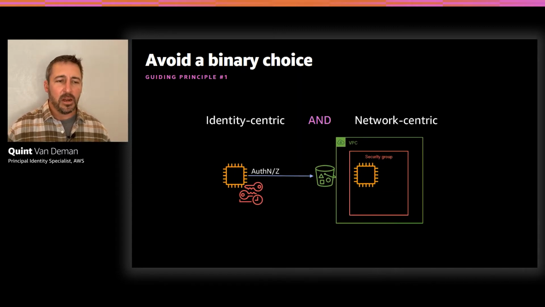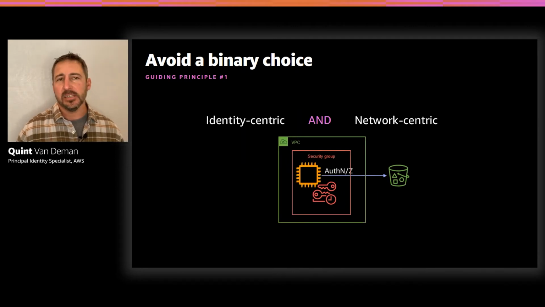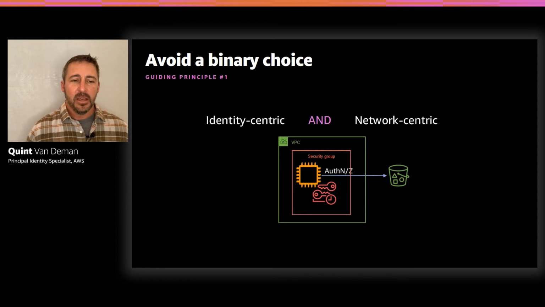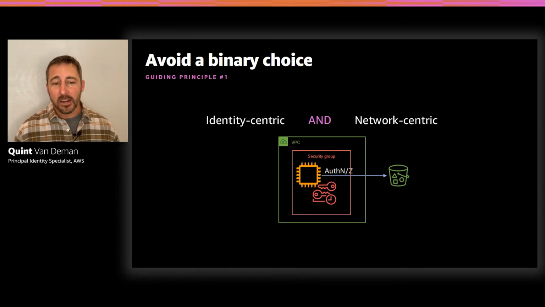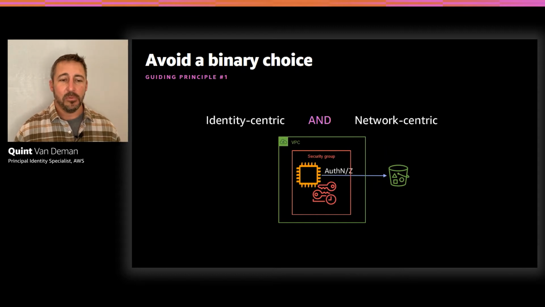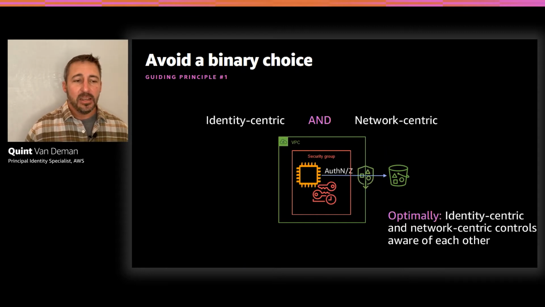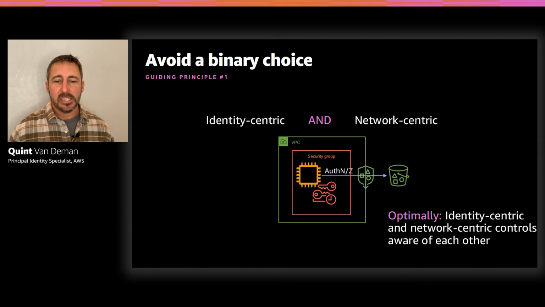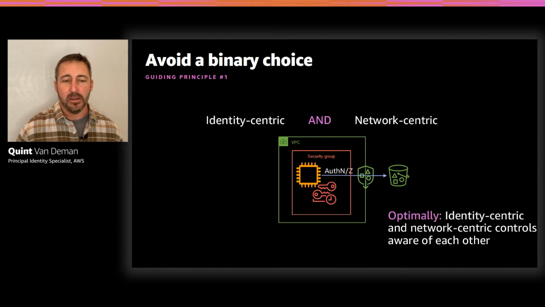And we would offer for you that the best security doesn't come from a choice between identity-centric or network-centric controls or perimeters. The best security comes from making this an and, not an or, wherever possible, right? The network perimeters provide guardrails within which the identity-centric controls can operate. And optimally, these two not only coexist, but they are aware and augment one another, right?